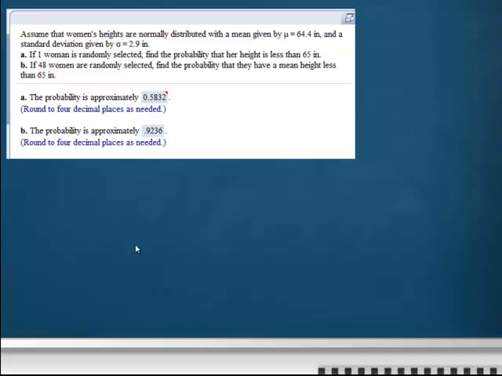Assume that women's heights are normally distributed with the mean given by mu equal to 64.4 inches and a standard deviation of 2.9. If one woman is randomly selected, find the probability that her height is less than 65 inches. So the probability that x is less than 65 is what we're looking for.